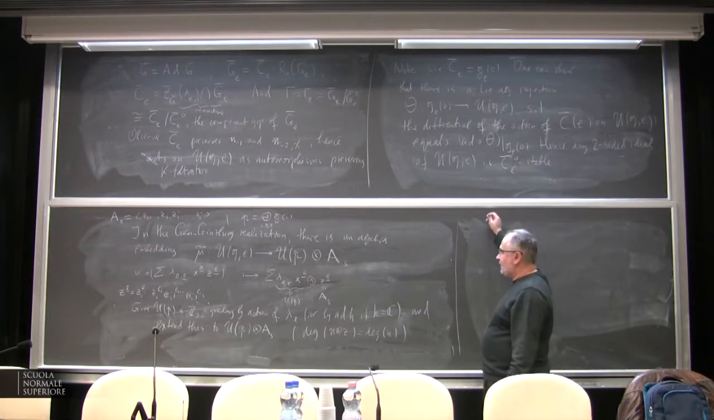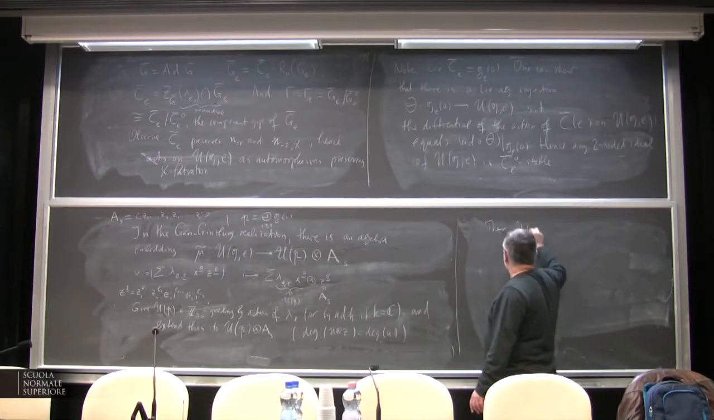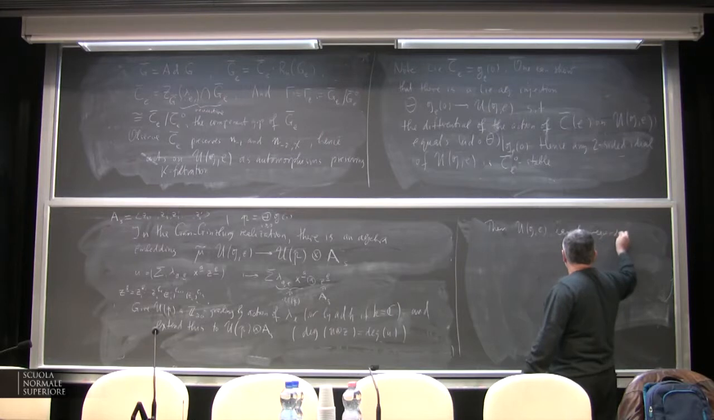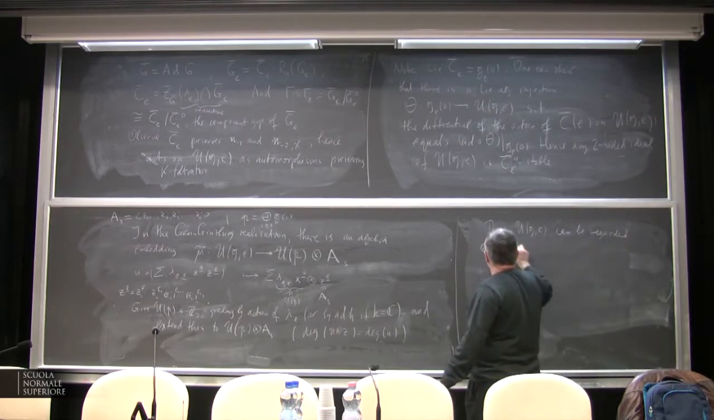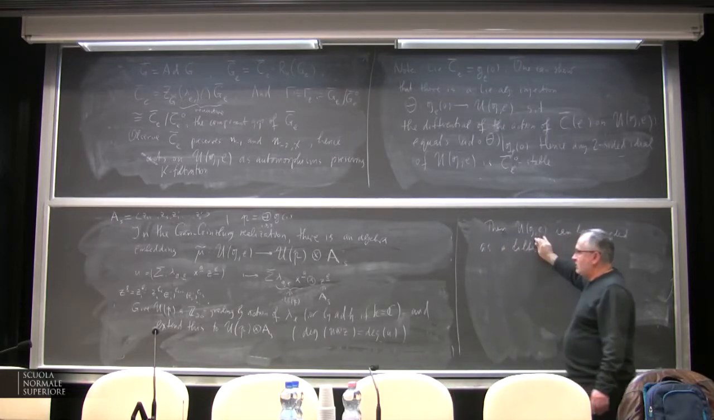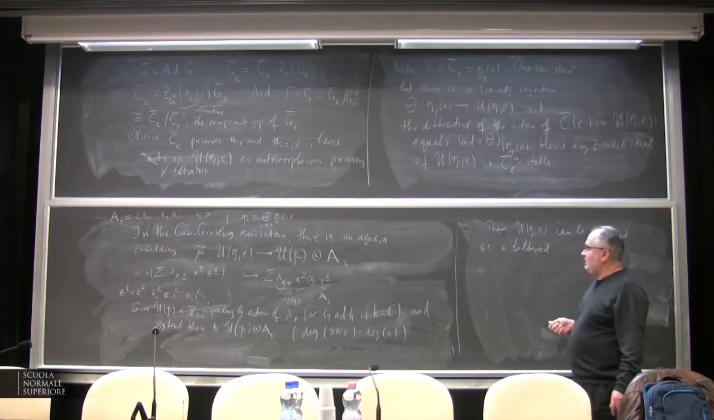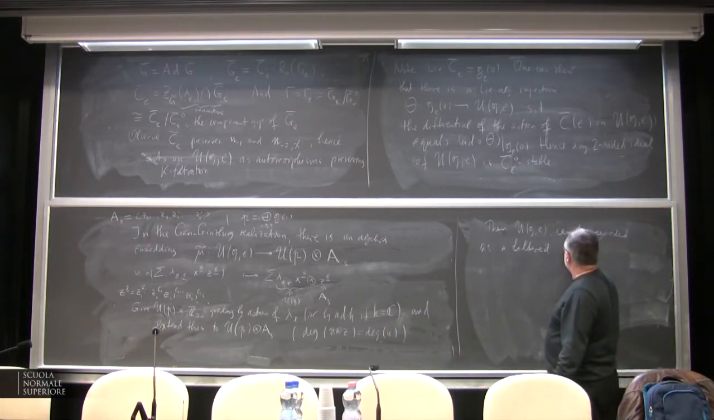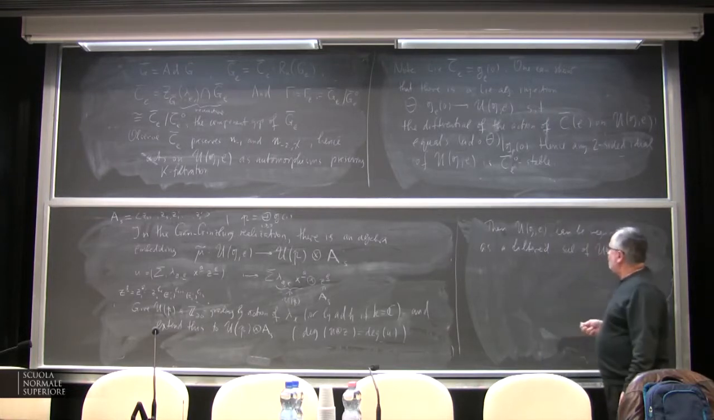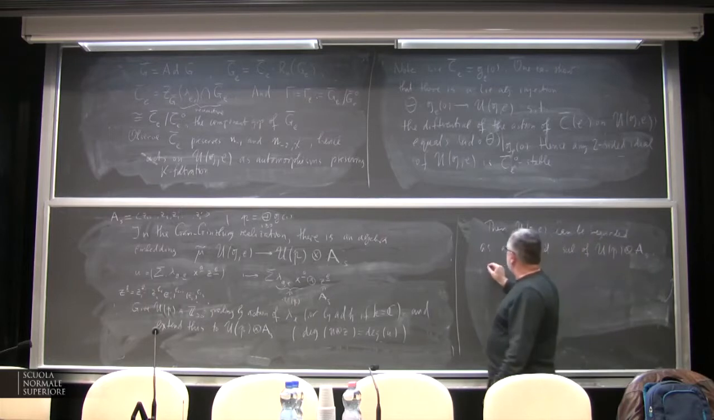So okay. So then U of g can be regarded as a filtered algebra. Is it an algebra grading? It is an algebra grading, of course, because ad h is a derivation. So it is a filtered subalgebra of that. So the filtration is called the loop filtration.